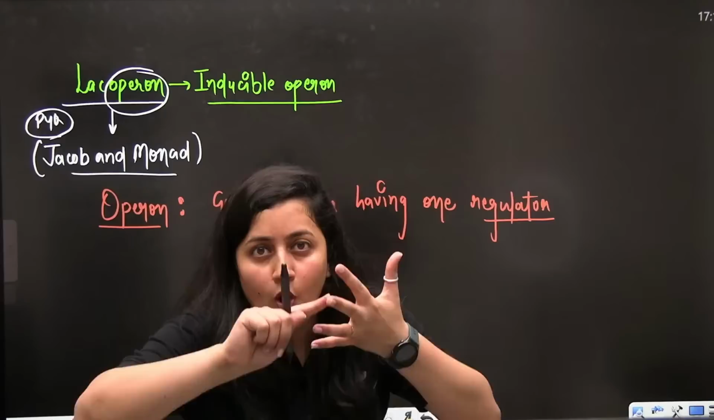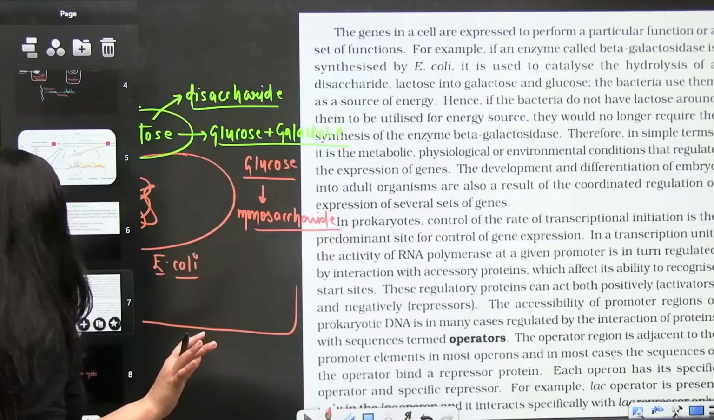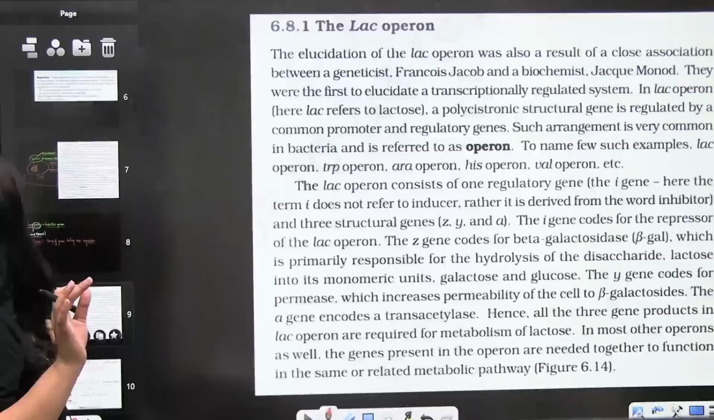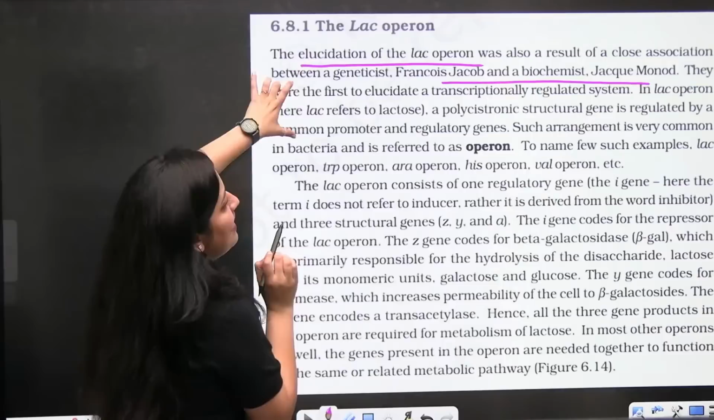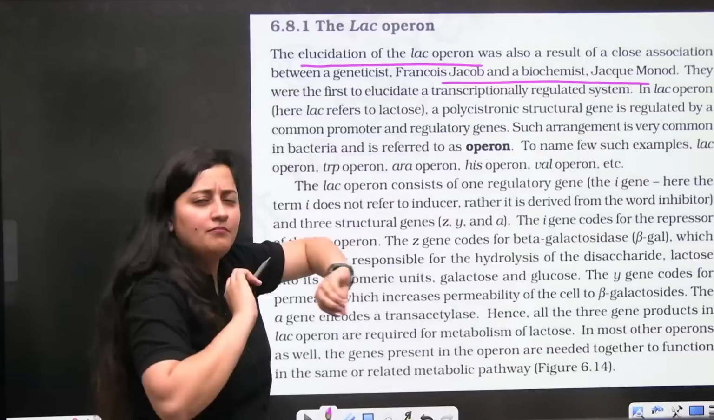Tell me in the chat section quickly, all of you. Is it clear to you? Yes or no? See, the lac operon. As I said, the elucidation of the lac operon was the result of the association between Jacob and Monod. So this is a PYQ, and you really need to mark it. In operons, there are lac, tryptophan and so many others, but in your syllabus, the lac operon is there. So we need to discuss that.